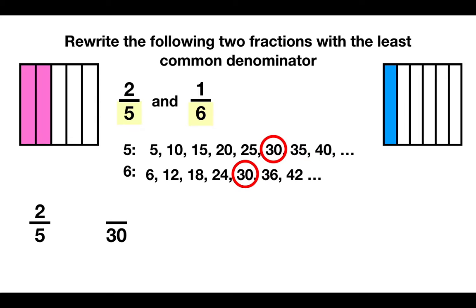Well, what can we do to take our 5 and change it to 30? Well, you might know 5 times 6 is 30, or else you could count that it takes 1, 2, 3, 4, 5, 6 skip counts. So I'll multiply by 6.